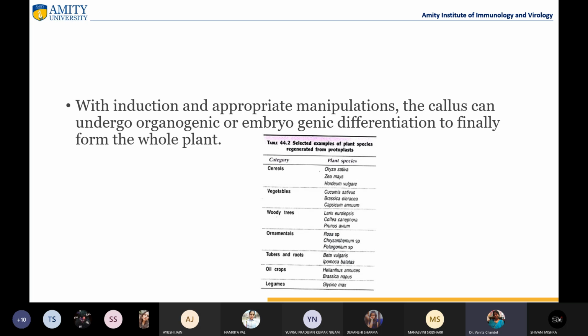And there are some especially small micropipettes. Using those micropipettes, we put the protoplasts together, and by some process they come together and the fusion takes place. This is one process.